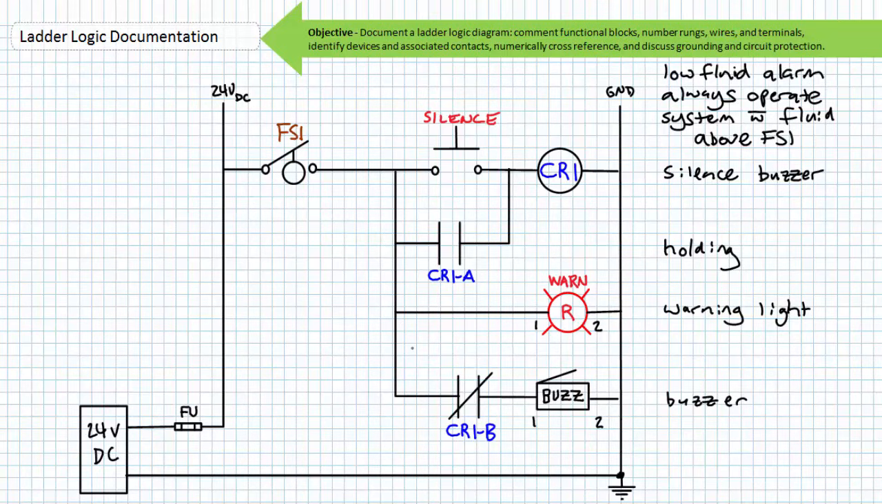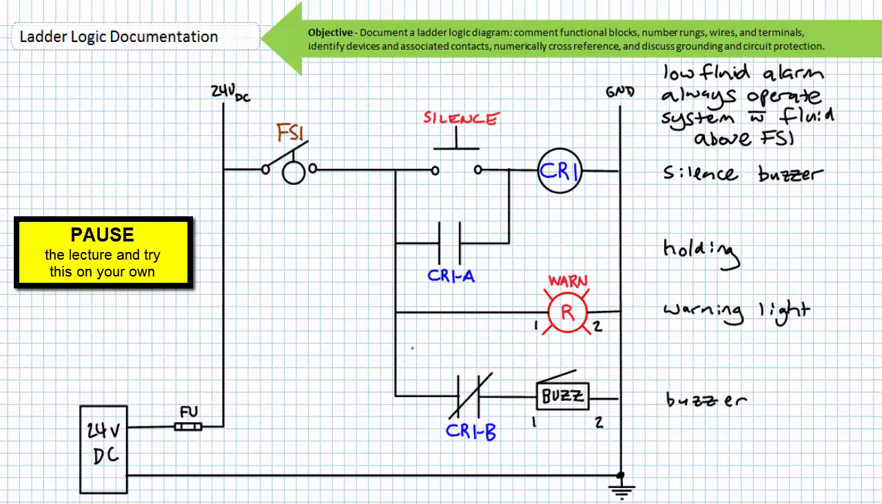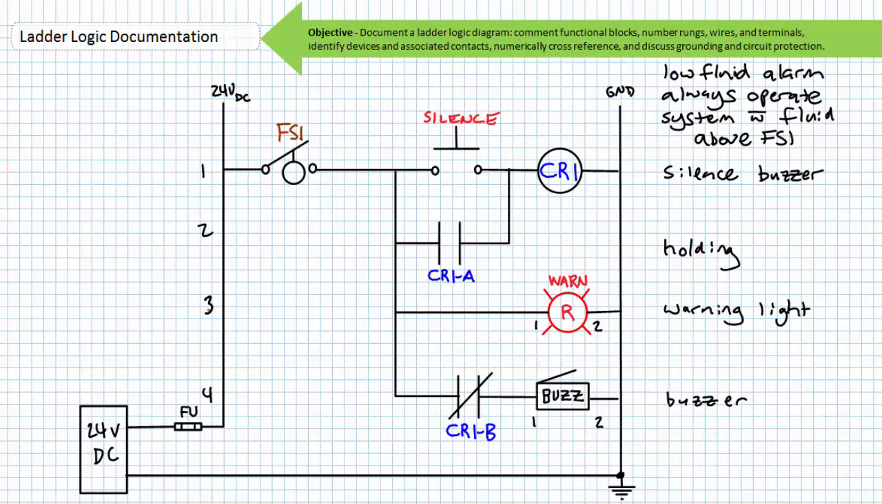Again, don't worry about what this ladder logic diagram does. Just document it. By all means, pause the lecture and give it your best shot. If you number the rungs correctly, your ladder logic diagram should look like this. If you numbered the wires correctly, your ladder logic diagram should look like this. Note that I'm using my preferred technique where the right-hand vertical upright is wire number 2.